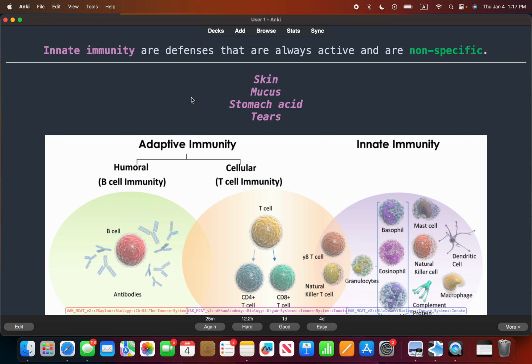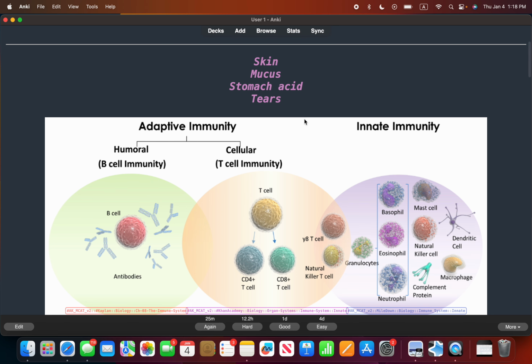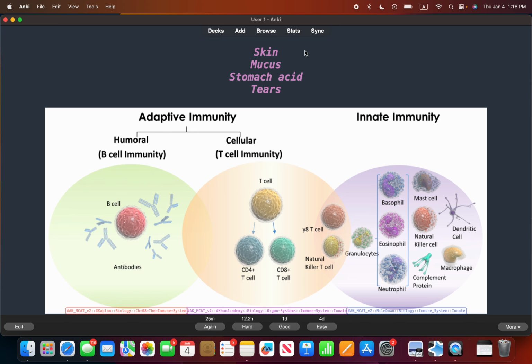So this is from last night where we left off, and it's basically about innate immunity. We have two types of immunity: the adaptive immunity and the innate immunity. And the innate is non-specific, and it's always active. The examples are skin, mucus, stomach acid, and tears. So you can think of your primary barriers, your first line of defense.